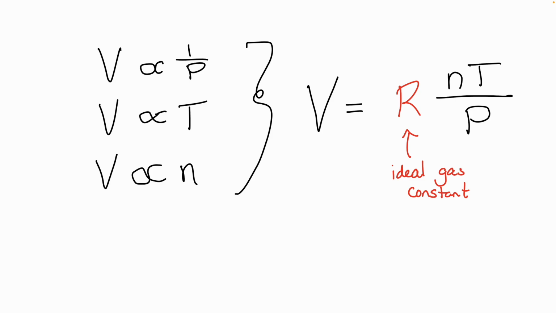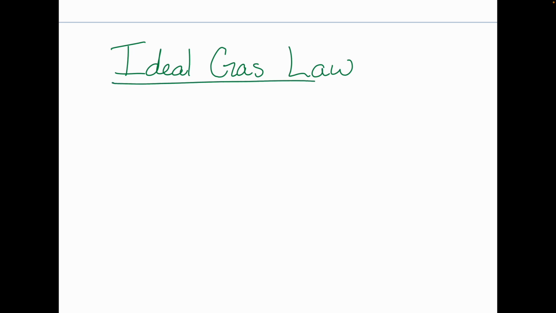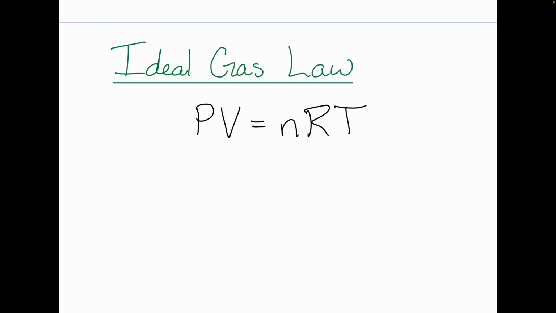This is kind of a weird way of representing the ideal gas law. All right, so let's put it in its more normal format here, what we call our ideal gas law. Does anybody remember it? PV equals nRT. Start chanting it to yourself now.